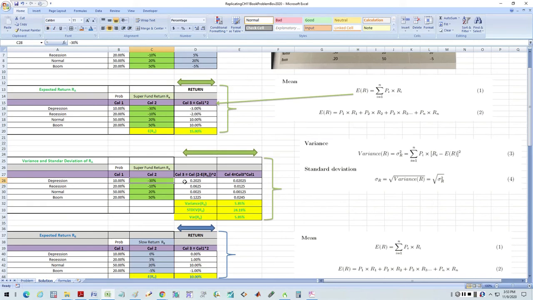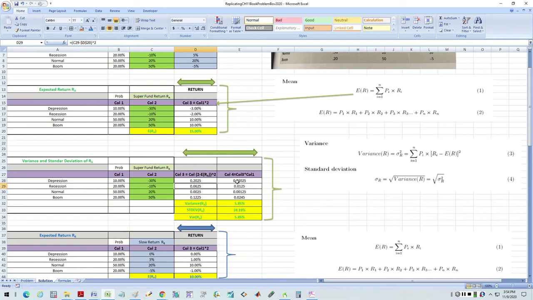So this one is going to be minus 30% minus 15%, and then whole squared. As you can see, the E of R is 15%. It's not going to change, so I have dollar signs to lock it. The second one is going to be the return in the recessionary state minus 15%, and then whole squared, and so on and so forth.